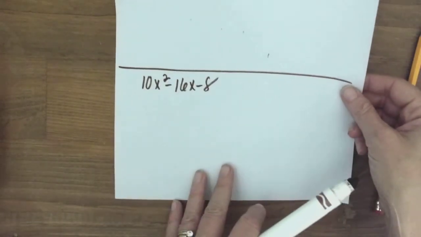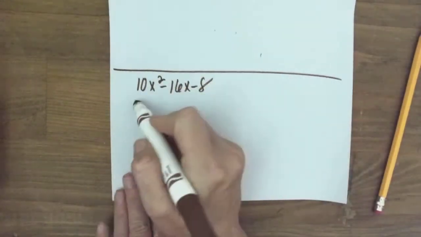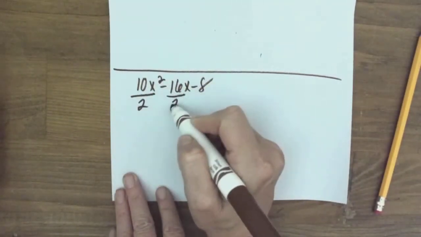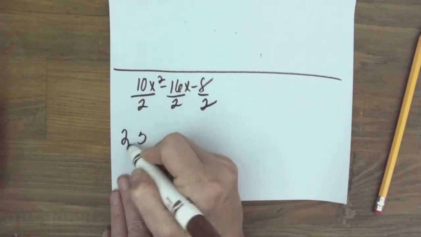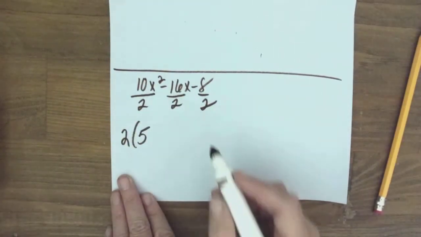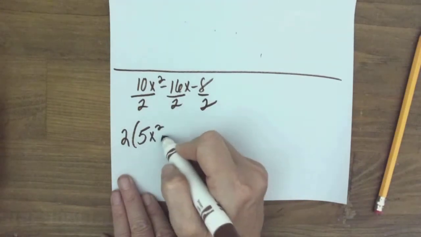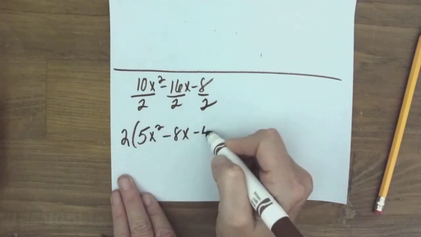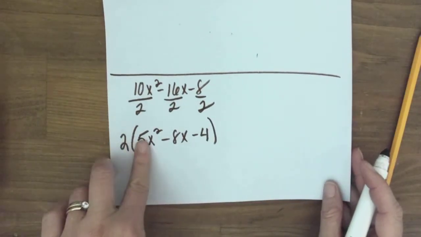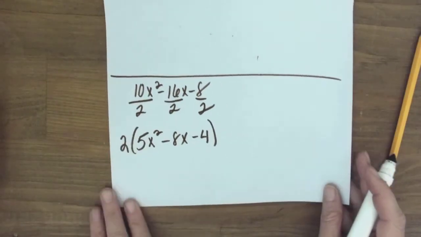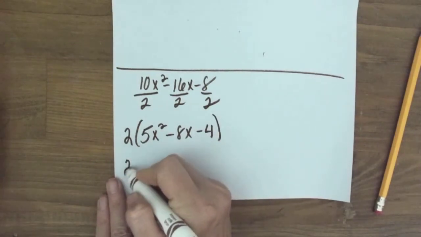Okay, let's do another one by guess and check, but remember your first job always is to take out your GCF. And if I take out a 2, I'll put that first, and I would get 5x squared minus 8x minus 4. This one, now my lead coefficient right here in front of my x squared is still not a 1, so I have to use guess and check.